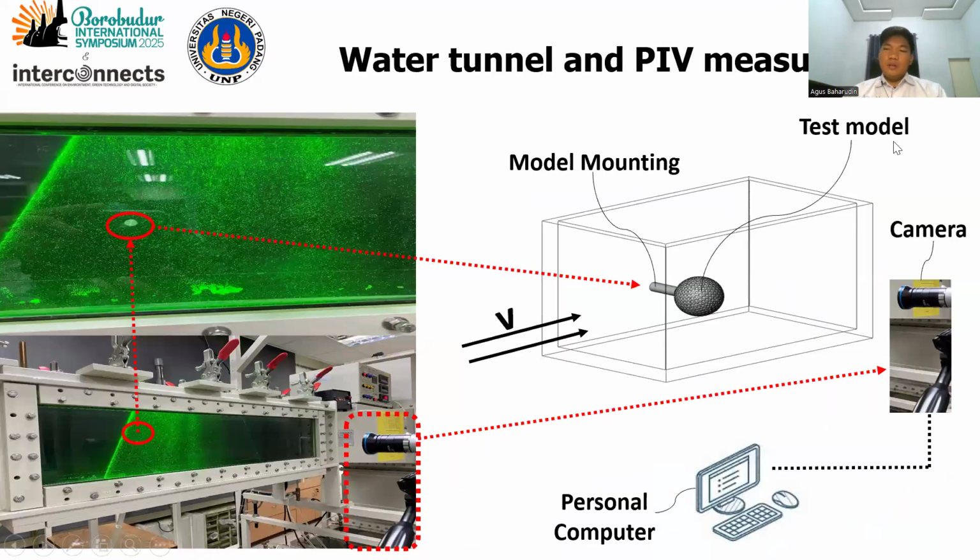And this is the water tunnel and PIV measurement method. As you can see, the model is mounted in the middle of the test section in the water tunnel, so we can control the flow in the water tunnel. Using the laser sheet, we get pictures from the camera, and then the pictures are sent to the personal computer to compute the flow visualizations using PIVlab.